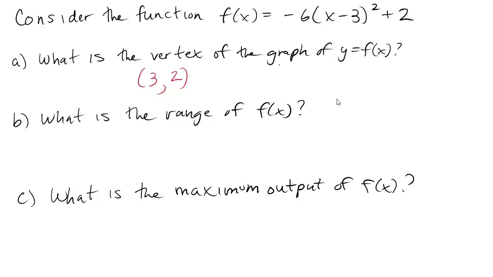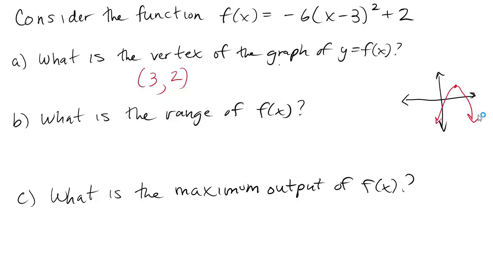Part B says, what is the range of this function? You don't need to draw the graph to figure this out, but let me just sketch a quick graph of what's going on here. We've already determined that the vertex would be at 3, 2. That's over here in the first quadrant. And then the negative factor on the outside is going to give us a vertical reflection. So this thing opens downward.